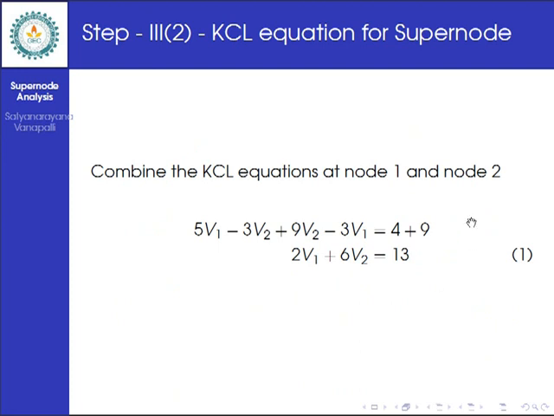Next, combine the KCL equations at node 1 and node 2, because we need to write the Kirchhoff's current law equation for the supernode. That's why I am combining both the equations. Thereby, I am going to get 5V1 minus 3V2 plus 9V2 minus 3V1 is equal to 4 plus 9, 2V1 plus 6V2 is equal to 13.